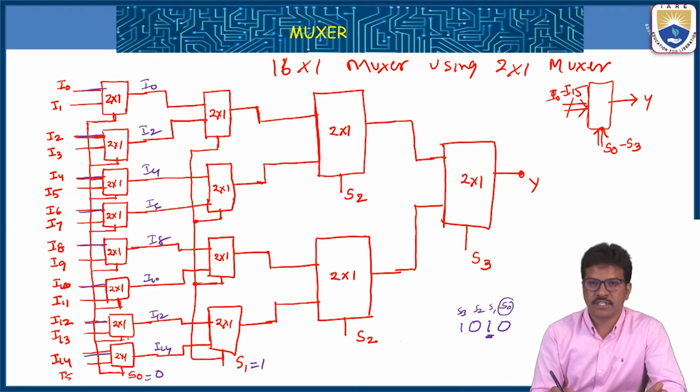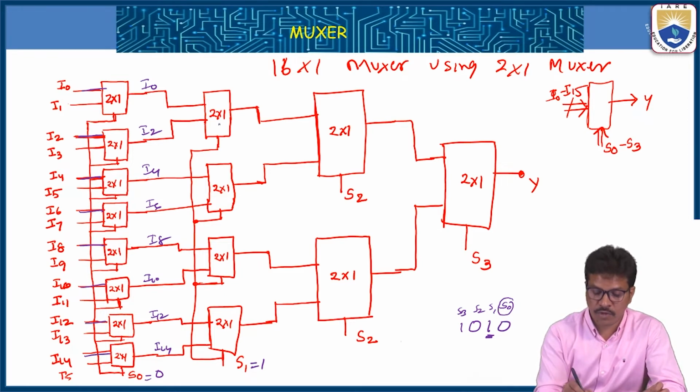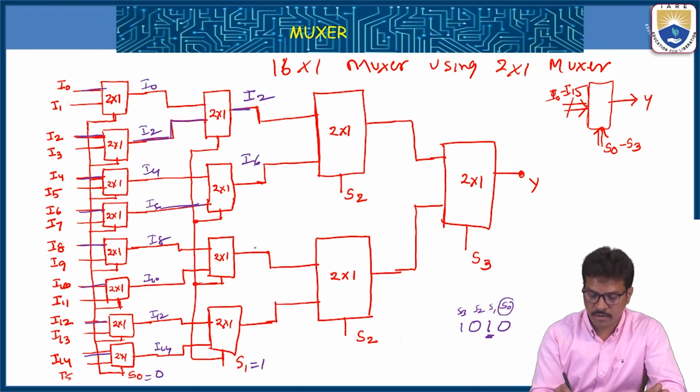What if S1 is equal to 1? Even if F1 is equal to 1, only this path is selected, which allows only one path among two. So I2 is available here, I6 is available here, I10 is available here, like I14 is available here.